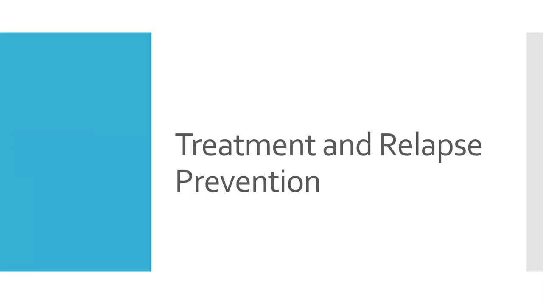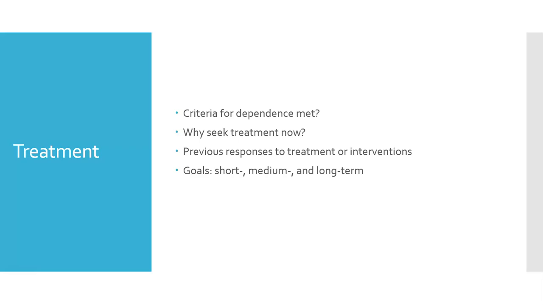So let's talk a little bit about treatment and relapse prevention. When we are discussing treatment, has the criteria for dependence been met? Why are they seeking treatment now? Is it because they are ready for treatment? Is the court telling them that they have to come? Is it pressure from family?